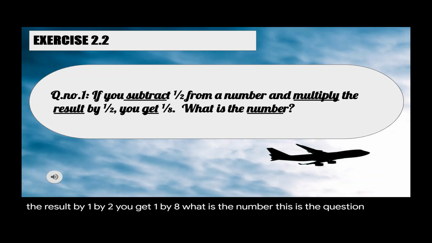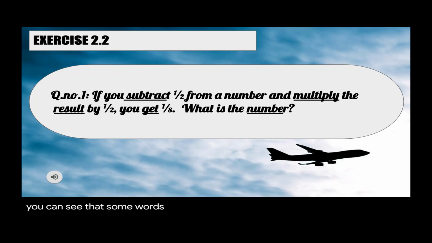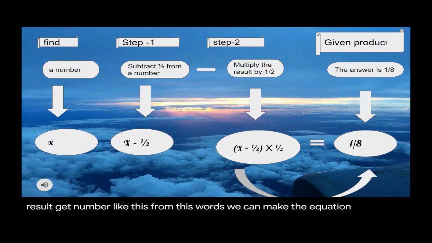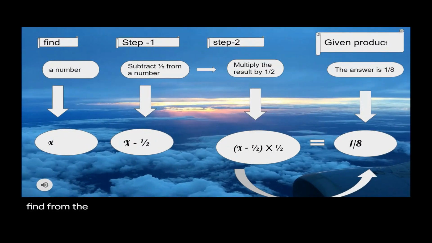Here you can see that some words I have underlined, isn't it? Why? Subtract, multiply, result, get, number, like this. From these words, we can make the equation. Let's see. What we have to find from the question? We have to find a number. Means the number is not given. That is unknown value. So that we can take as a variable.